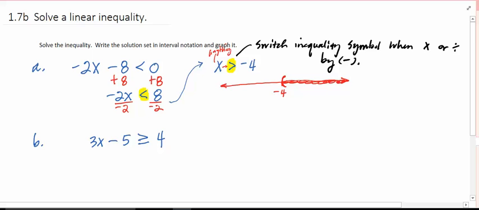And there it is. So now for my interval notation, I'm just going to read from left to right. Negative 4, and then the right boundary that we see is infinity. So it's that simple. Okay, let's take a look at another one.